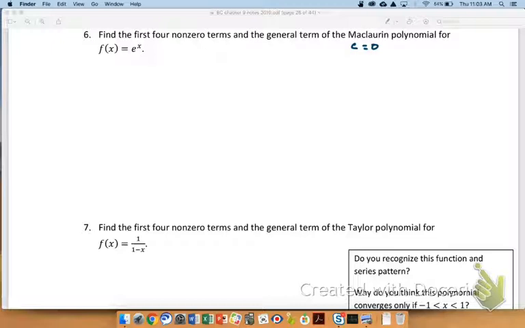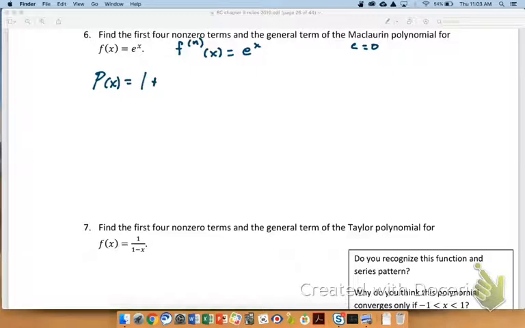Then as far as those derivatives go, I know that the nth derivative of f of x is going to be e to the x, right? It doesn't matter what degree I'm at. The answer will just be e to the x for those. So my first term is going to be f of 0. And what's f of 0? 1. That's right. So my Maclaurin polynomial is going to equal 1 plus.